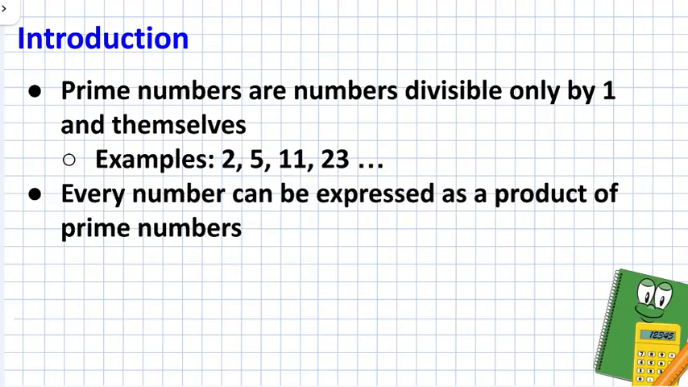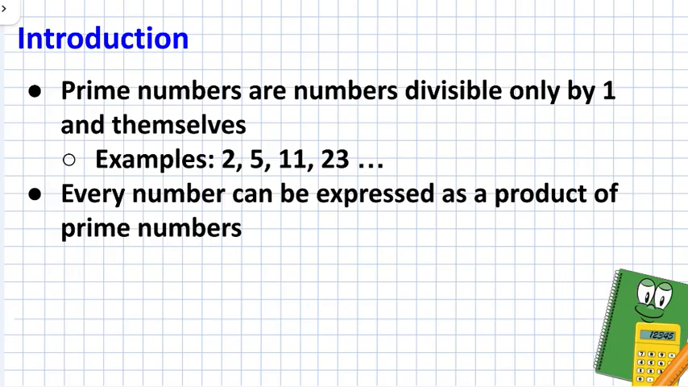When you look at all these numbers in the multiplication table or any chart, you will notice that these numbers can only be divided by either themselves and 1. So we call them prime numbers. Every number, whether prime or non-prime, can be expressed as a product of prime numbers.